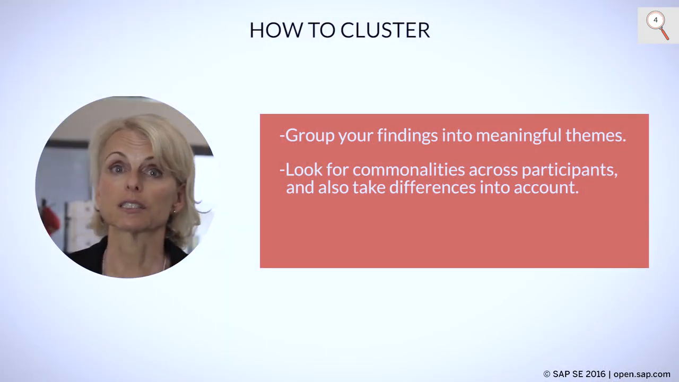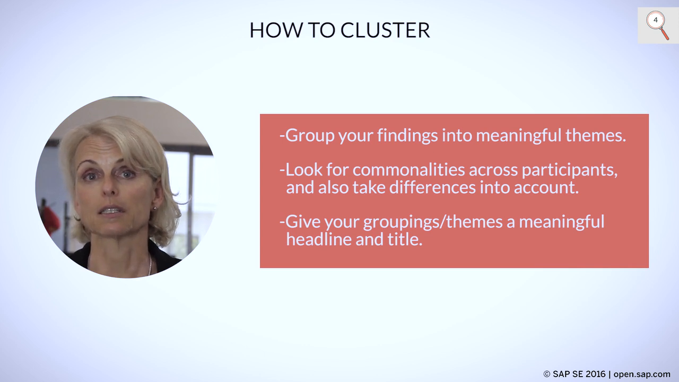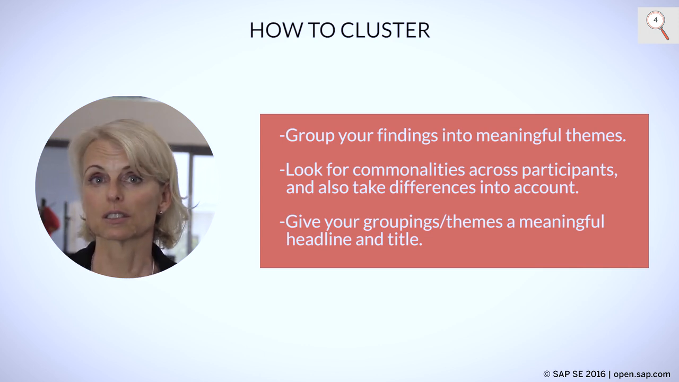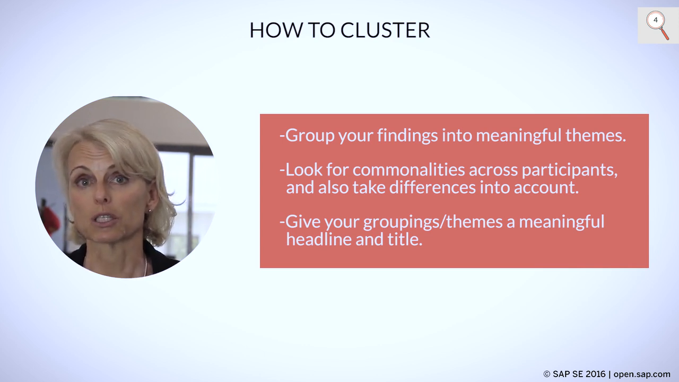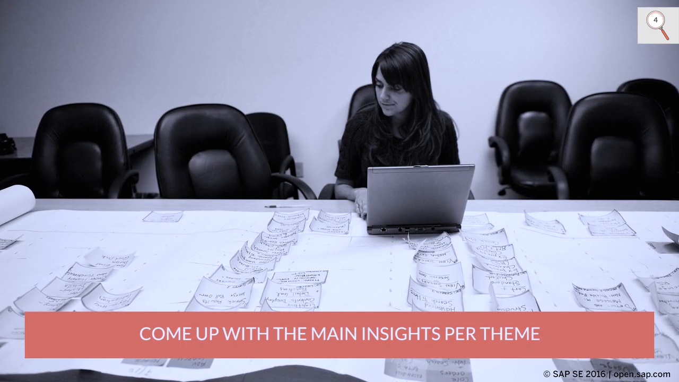Once you have identified some of these groupings and themes, give them a meaningful headline and title. It's one of these things that stick with you and you'll use throughout your project. Come up with the main insights per theme. So now you have a bunch of data, and now how do you actually have the aha moment out of that data? So for example, with all our receipt findings, one of the insights was that travelers actually use the receipt to keep track of their expenses and make sure they expensed everything.